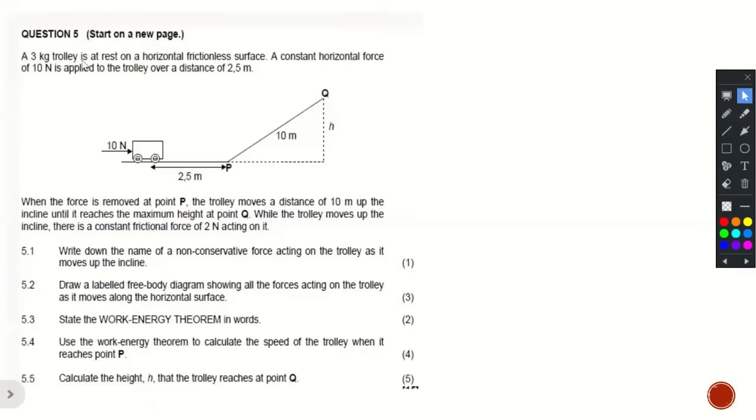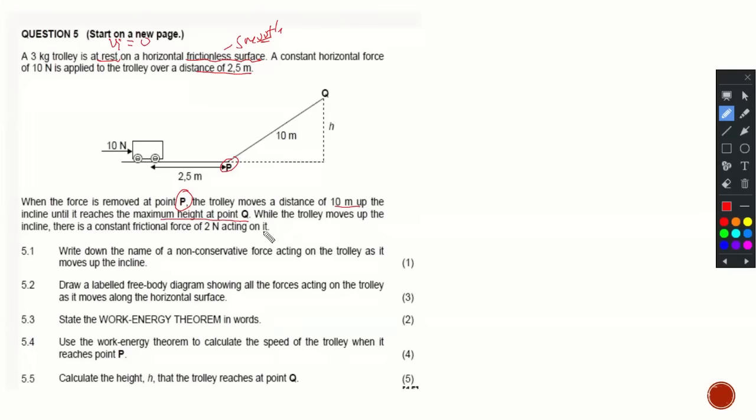Question 5 says a 3 kg trolley is at rest. Again, it's at rest, so V initially is 0, on a horizontal frictionless surface. So it's smooth. Remember, we can apply that in any situation. The W net formula can apply in situations where it's smooth, and where it is rough. A constant horizontal force of 10 newtons is applied to the trolley over a distance of 2.5 meters. When the force is removed at point P, the trolley moves a distance of 10 meters up the incline until it reaches the maximum height at point Q.